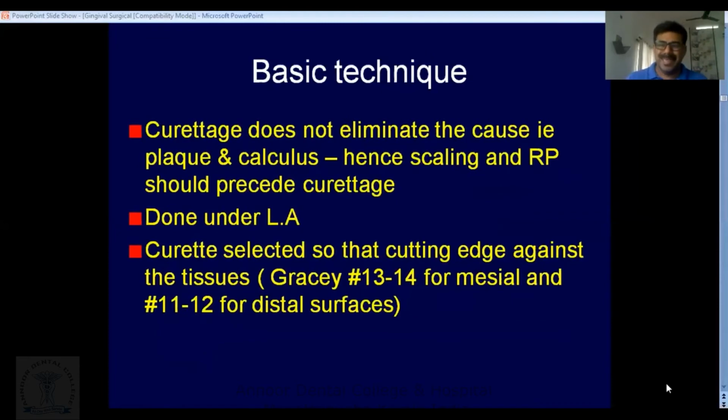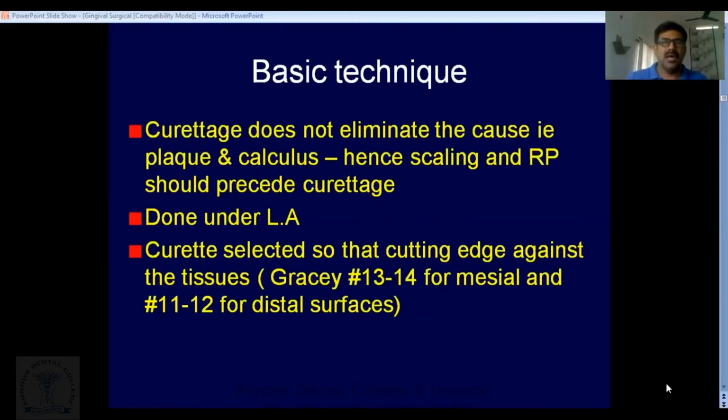So what is the basic technique? Well, before any surgical periodontal procedure, the basic procedure you have to do is, one, scaling, and second, root planing. You have to do scaling first, and second, root planing. And you are scraping the inner lining of the gingiva here. It's going to be painful to the patient, so you have to first give local anesthesia. And then you have to select a curette for doing curettage.